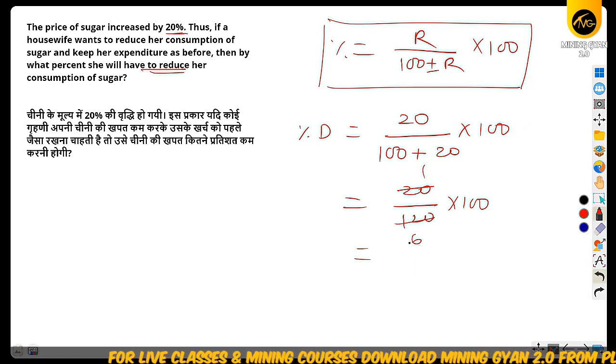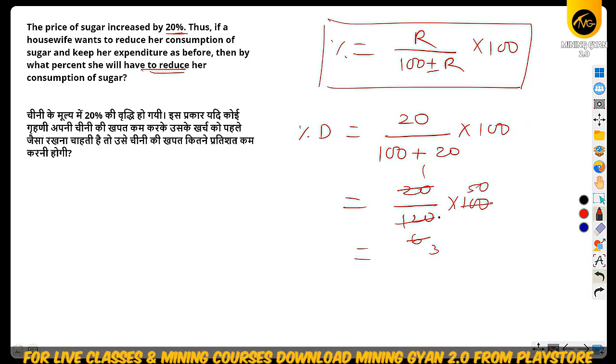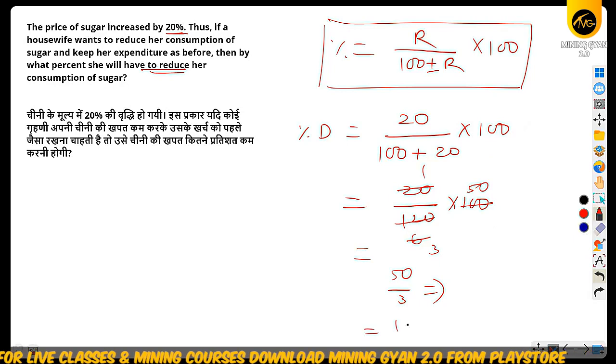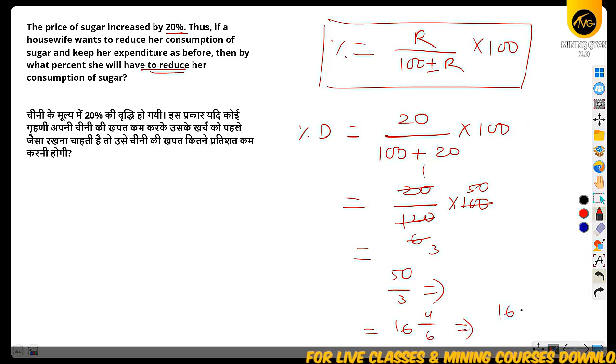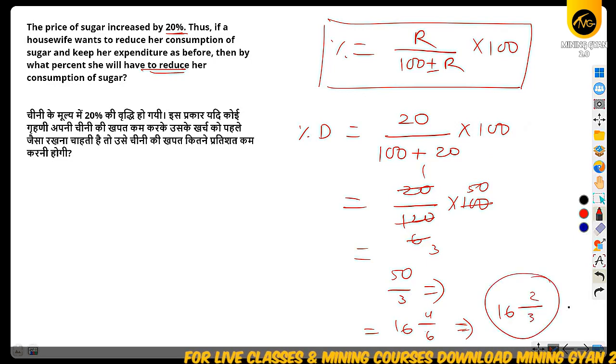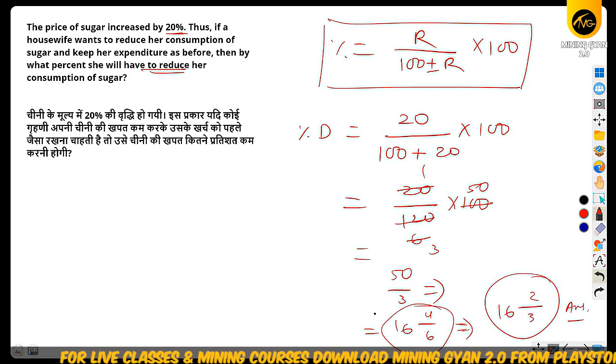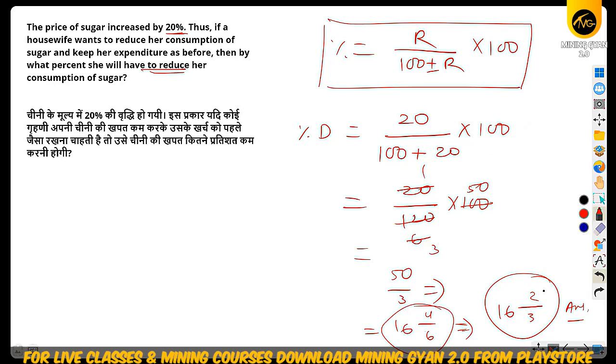So 100 divided by 6, or 3 and 50, so 50 divided by 3. You can convert it into a mixed fraction. The mixed fraction will be 16, 3 ones are 3 and 3 sixes are 36, so 4 divided by 6. Or you can solve it again as 16 2 divided by 3. Whichever is available in the options will be the answer, either 16 4 divided by 6 or 16 2 divided by 3.